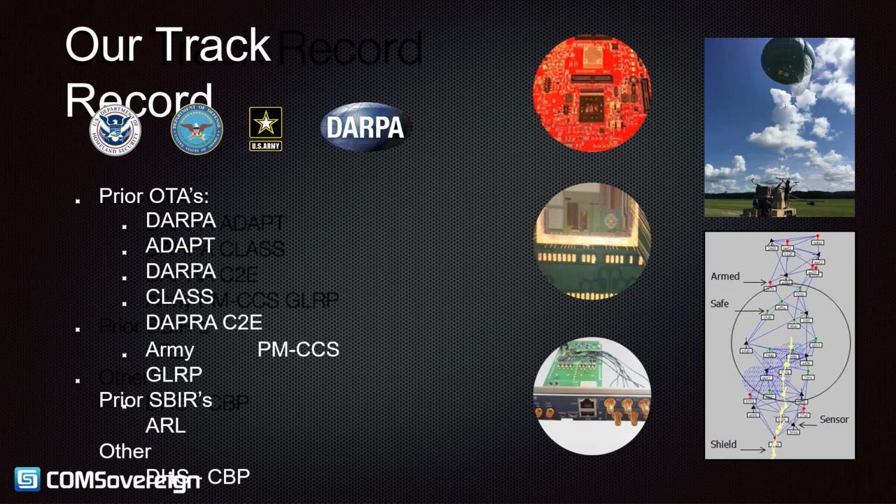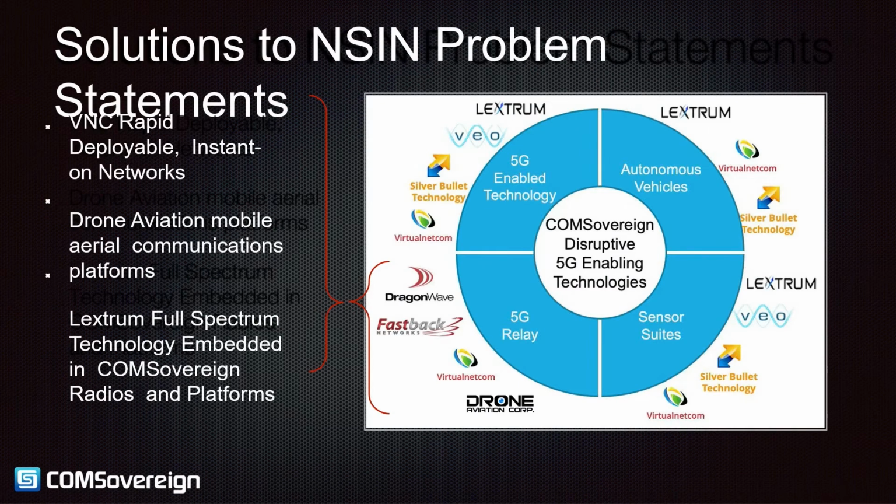Briefly, our team has more than a decade of experience as a non-traditional contractor for various government agencies. Topics have included software-defined radio systems, as well as developing cellular IoT use cases for DoD applications. Several of our technologies cut across multiple NSIN problem statements. Today, I'll discuss 5G relays and support for episodic networks.